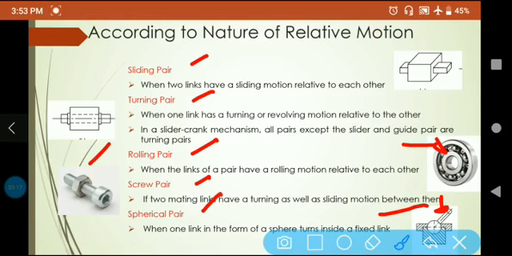So these are the different types of classification of kinematic pair, and the classification based on the nature of relative motion is very important, because once you get a mechanism, you must be able to identify the number of links and the number of pairs, and also identify the type of pair based on the relative motion. So these are some important things that you should be able to do when you are given a mechanism.